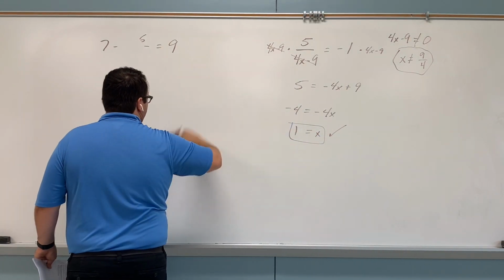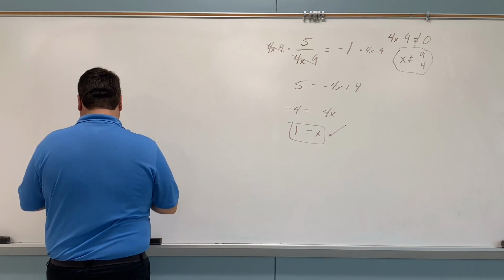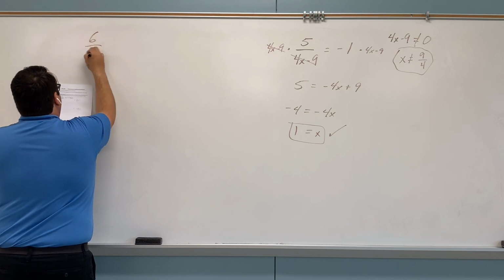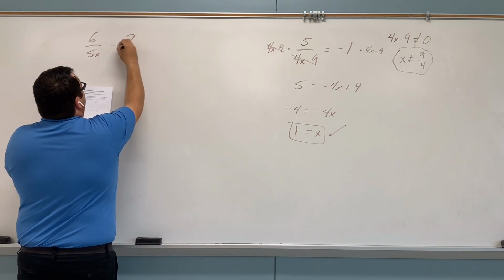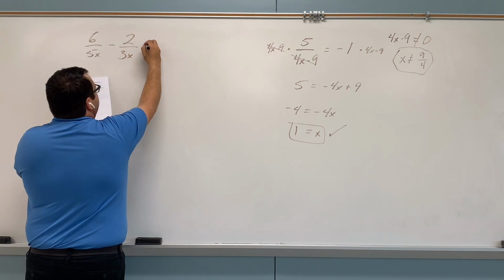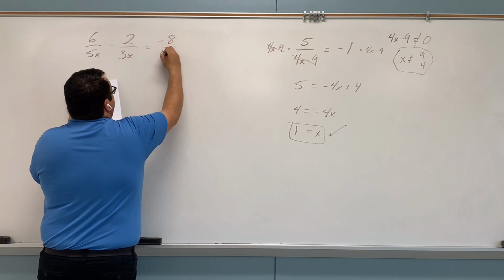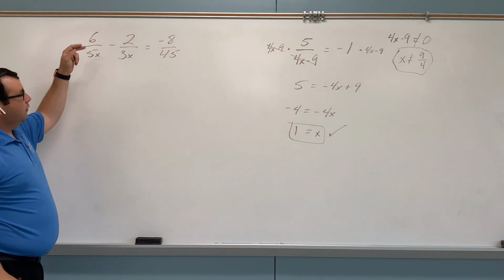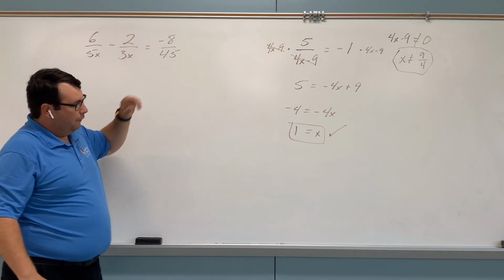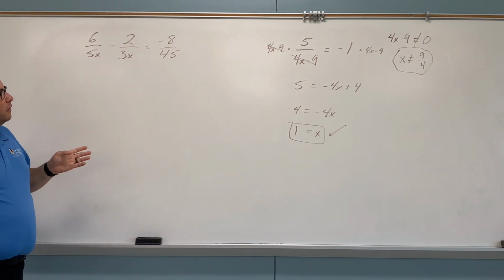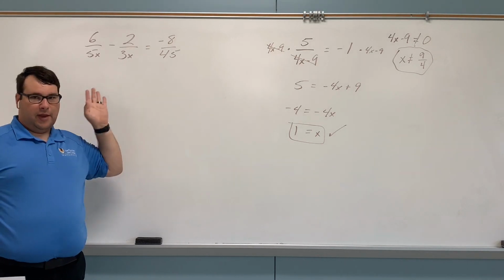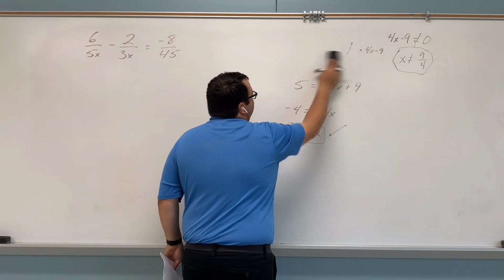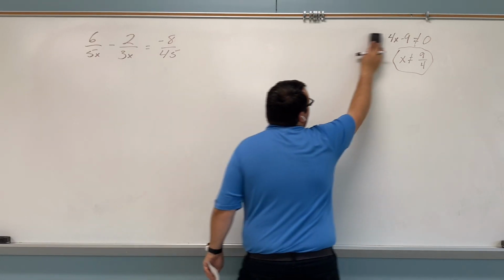Very good. Let's get some more board space, and let's make the problems a little bit harder. So let's say I have 6 over 5x minus 2 over 3x is equal to a negative 8 over 45. Now, in this case, I have x's in multiple places in my denominator. So I still need to look at my domain setup. I'm going to erase this side just to give me some board space so we don't actually interfere with this problem.